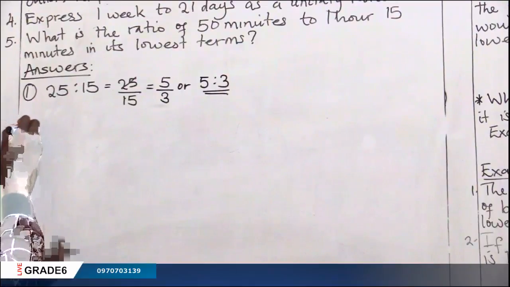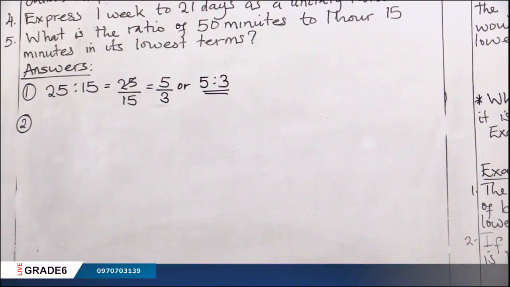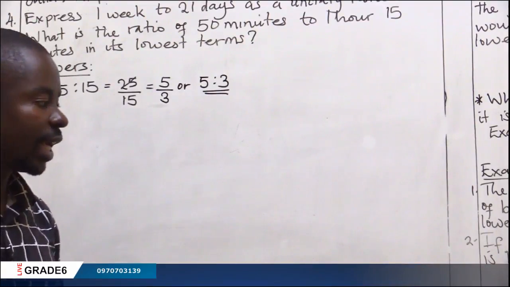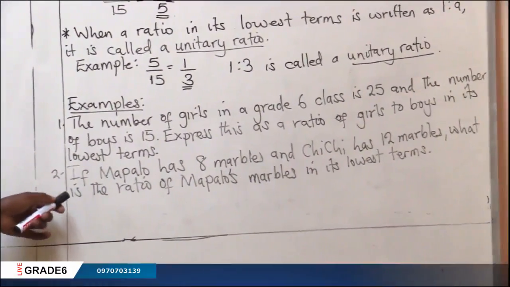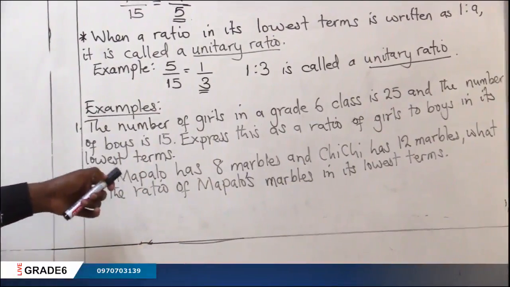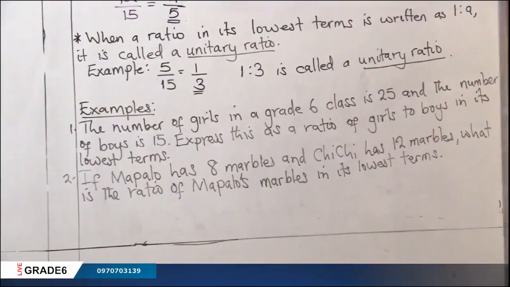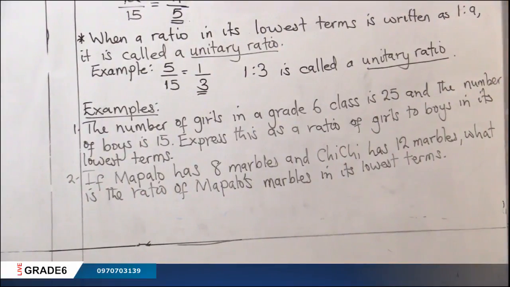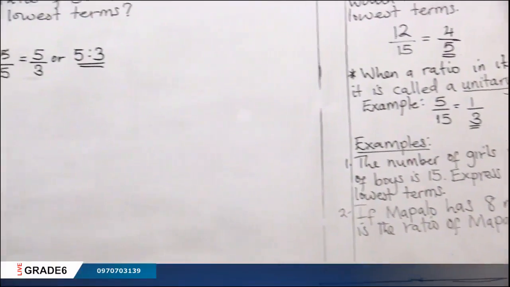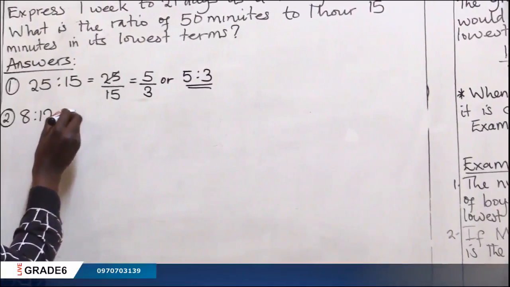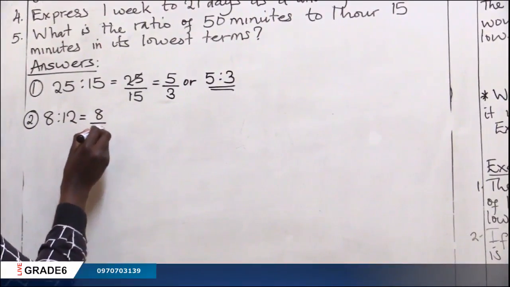Let's go to number 2. Number 2 says if Mapalo has 8 marbles and Chichi has 12 marbles, what is the ratio of Mapalo's marbles in its lowest terms? We know that Mapalo has 8 marbles, while Chichi has 12 marbles. So we can write this as a fraction, 8 over 12.